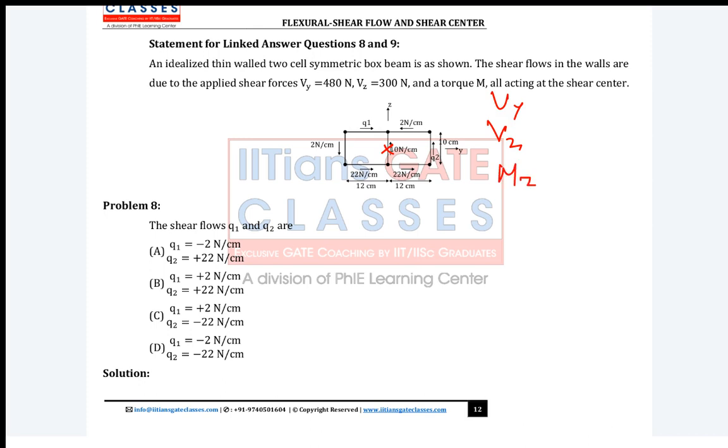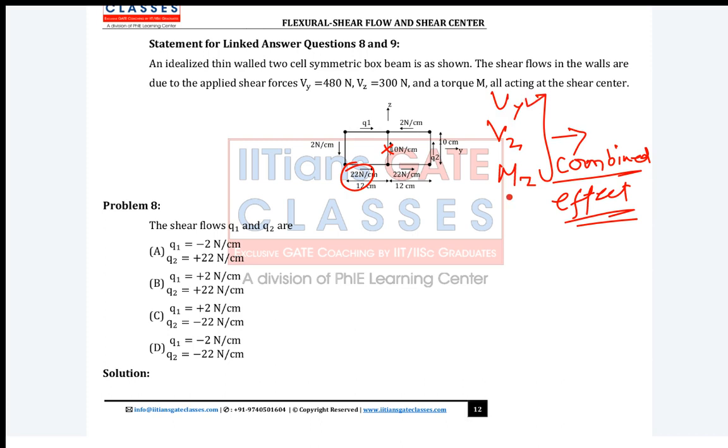So these shear flows are what? A combined effect, right? Yes or no? Is everyone understanding what I mean by combined? Whatever you say, this q2 is not just due to either Vy or Mz. It's a combined effect.